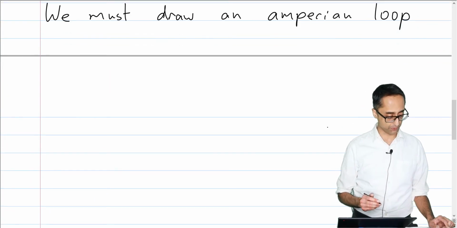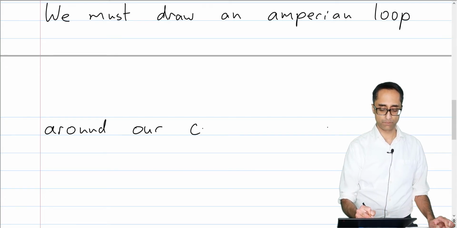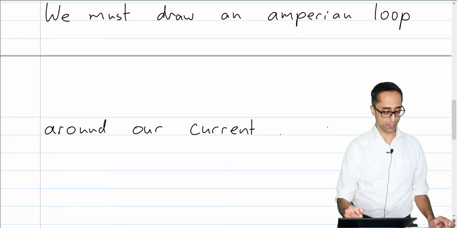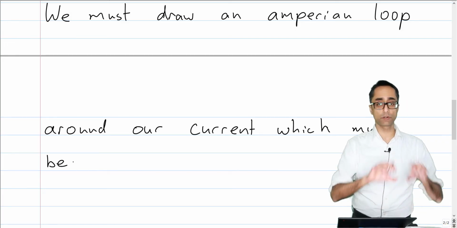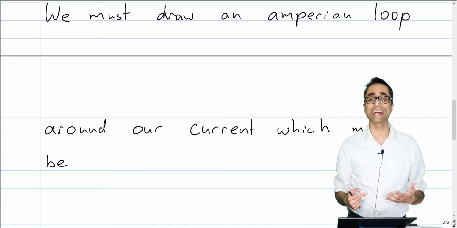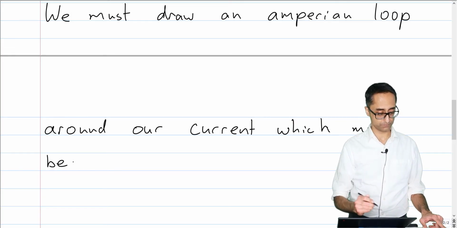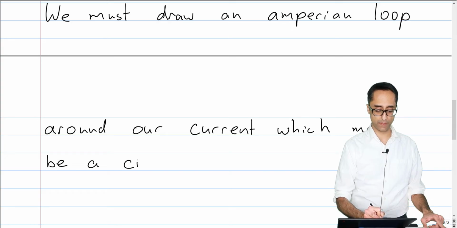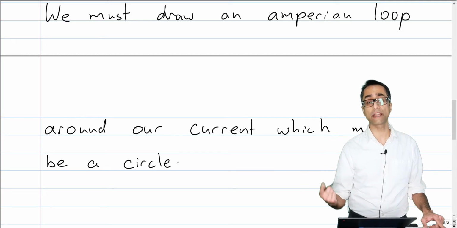So we must draw an Amperian loop around our current, which must be a circle for a cylindrical wire. If we have a cylinder like so, clearly a circle is going to be able to surround that cylinder symmetrically. It must be a circle, and that circle should have the same center as the cross section of the cylinder.